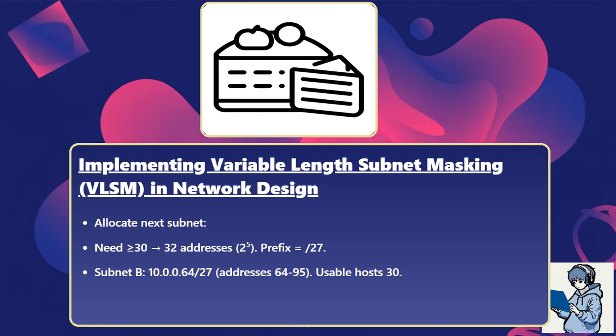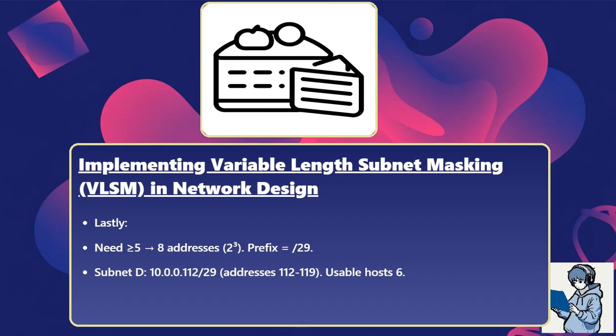Usable hosts 30. Next, need greater than or equal to 10, so 16 addresses, 2 to the 4th. Prefix equals /28. Subnet C: 10.0.0.96/28, addresses 96 to 111. Usable hosts 14. Lastly, need greater than or equal to 5, so 8 addresses, 2 to the 3rd. Prefix equals /29. Subnet D: 10.0.0.112/29, addresses 112 to 119. Usable hosts 6. Remaining addresses 10.0.0.120 to 255 are still free for future use.